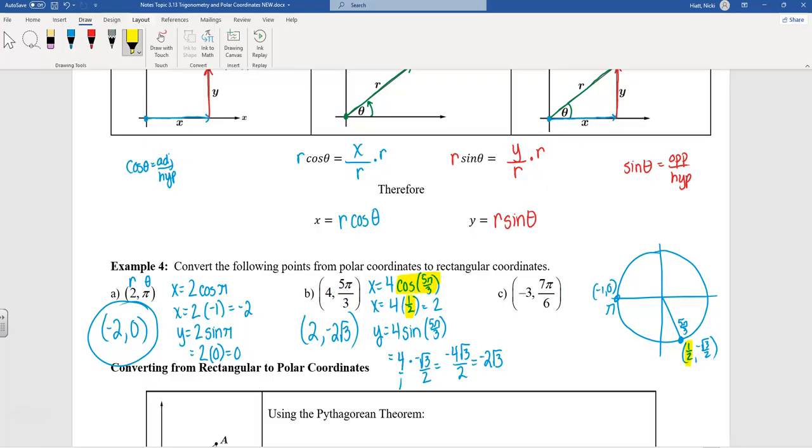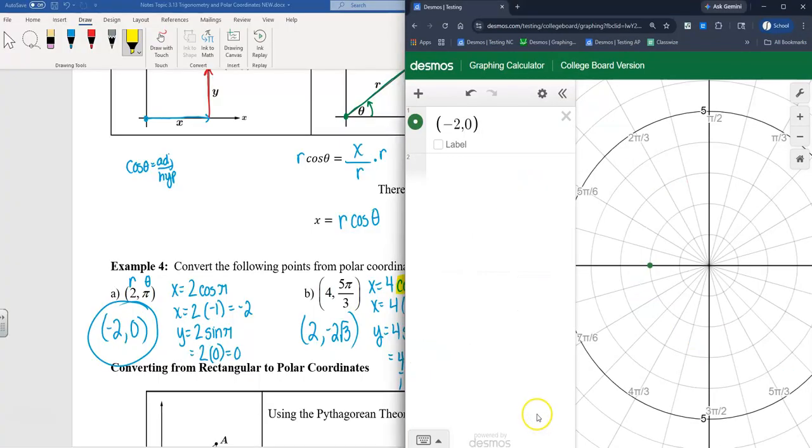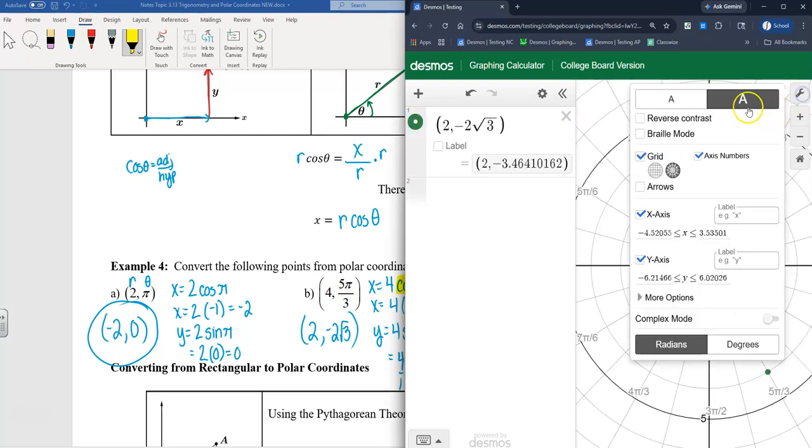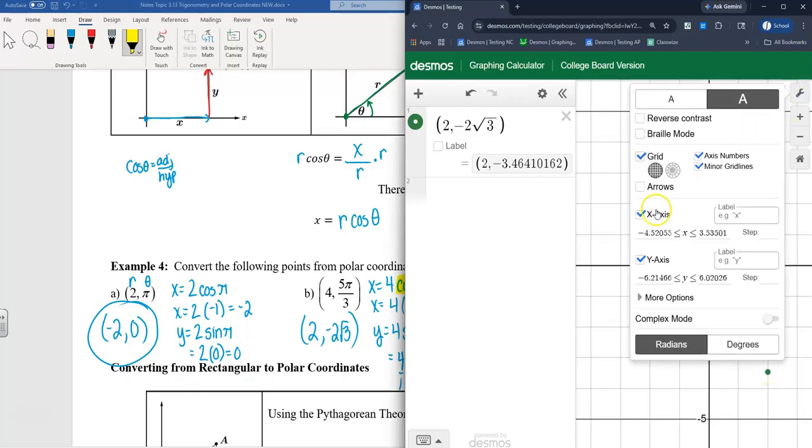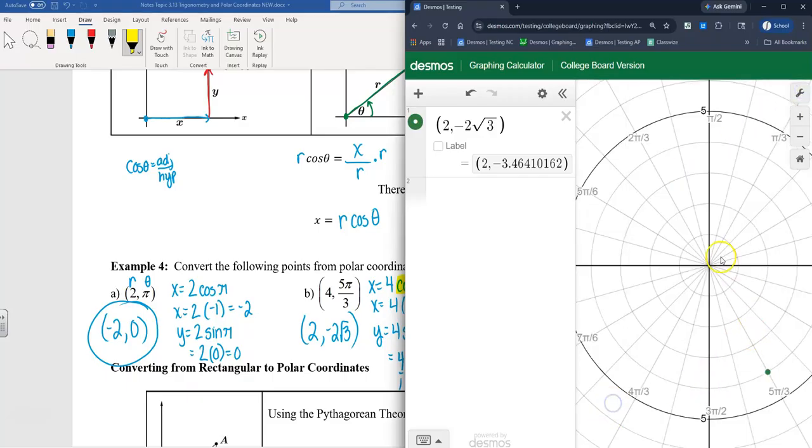And again, let me just show you one more time over here on Desmos. If I graph the point (2, -2√3) on the regular axis, it looks like this. See how it gives you the decimal? Right here, it's just the point (2, -3.464). But if I change the background, you can see that it also is at 5 pi over 3. It's in the right spot, and you go out 1, 2, 3, 4. So you can check yourself with that.